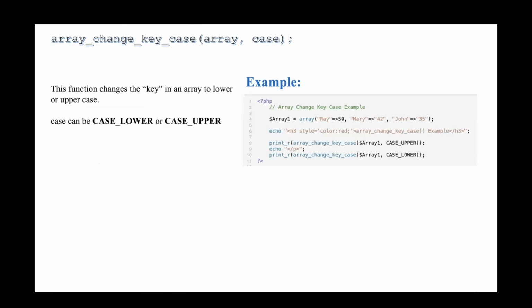Then we have array_change_key_case, which changes the keys in an array to lower or uppercase, and the case will be either CASE_LOWER or CASE_UPPER. And there's the example. I'm using the function print_r to print the array. Again, you can just copy from the screen and do it in your own PHP environment. These are all tested examples. So anyways, just change it to case upper or lower. Very simple.